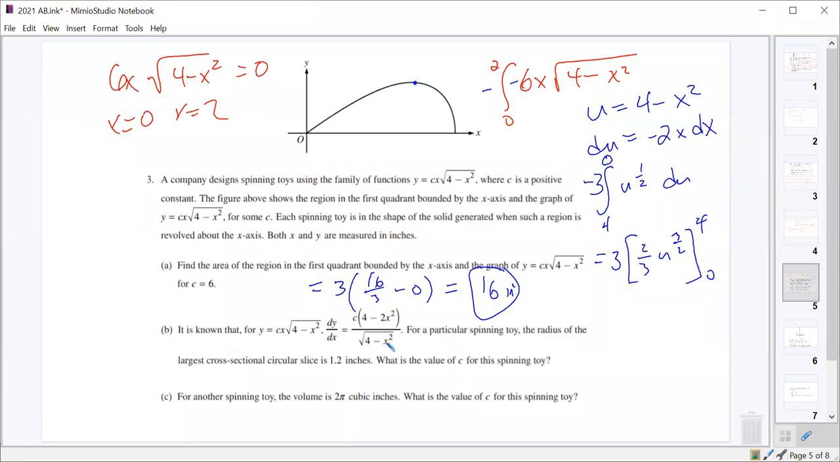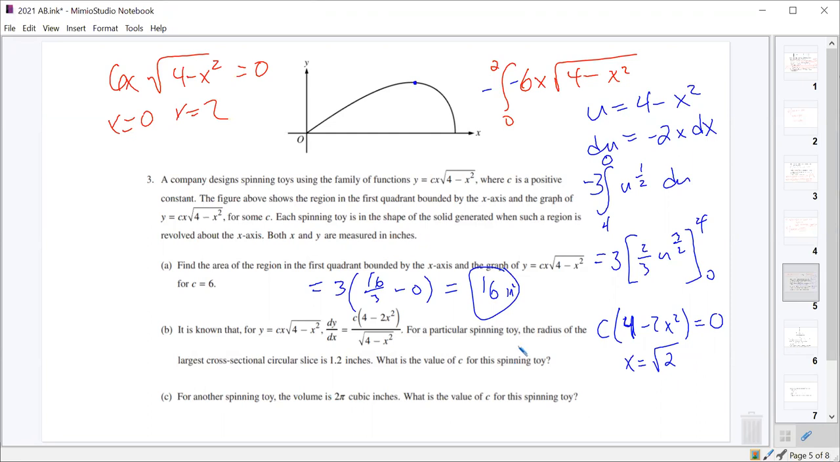They give you the derivative very conveniently. So we will set the numerator of that derivative equal to 0 to figure out when we're at a max. The c is insignificant, it's just a constant, right? So when does 4 minus 2x squared equal 0? x equals root 2. Yeah. And so that's the x value at which we're at a max.